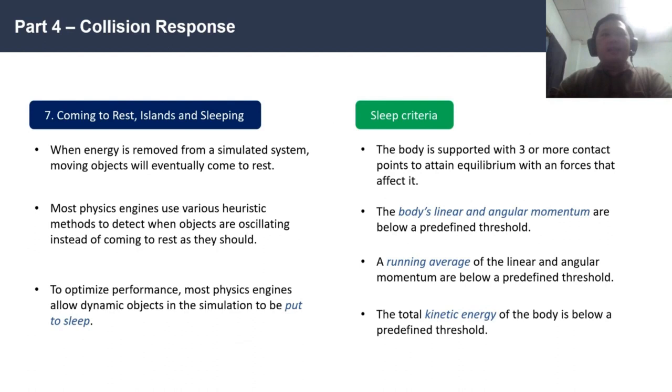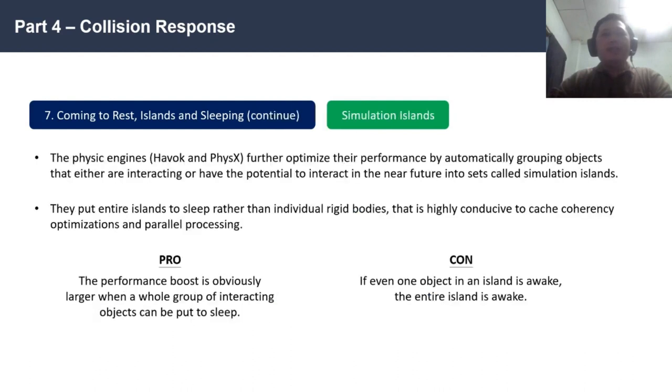Coming to rest, islands and stripping is the method used to optimize the performance issues. There are also some of the physics criteria we need to consider. And coming to rest, islands and stripping, this means that we strip the whole calculation in groups.